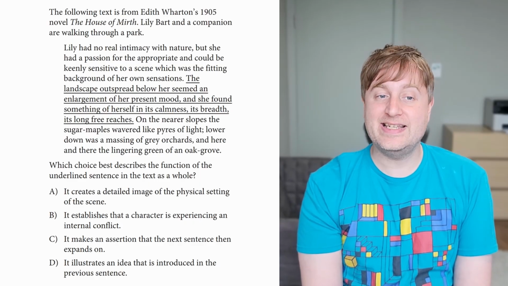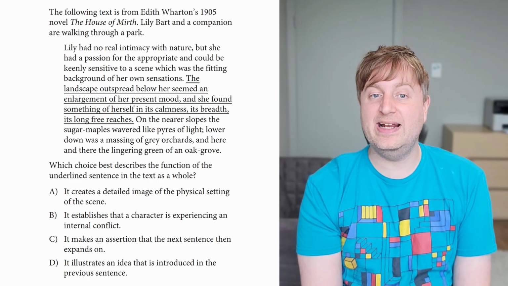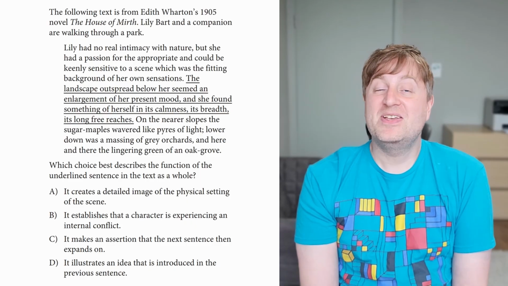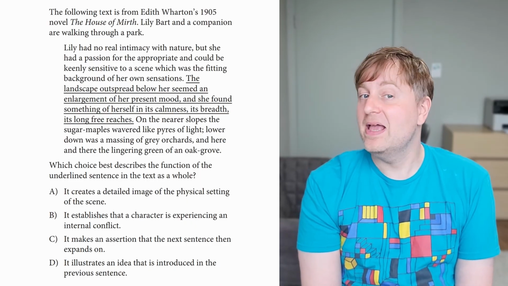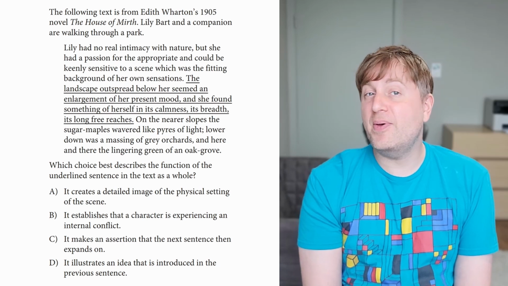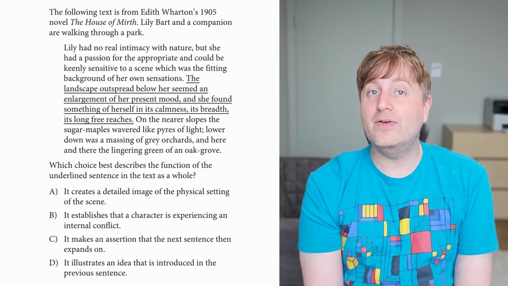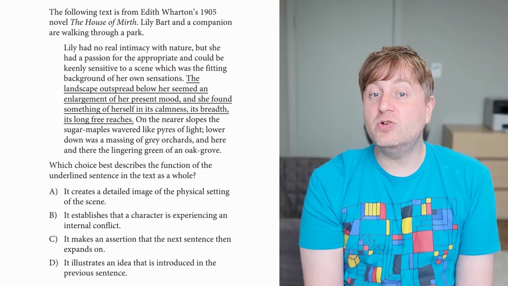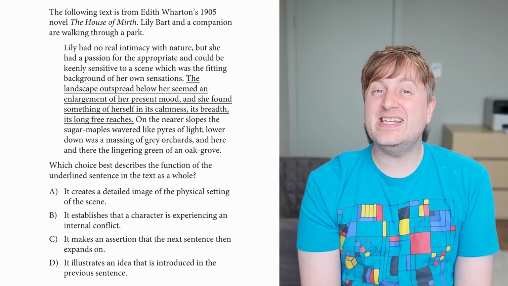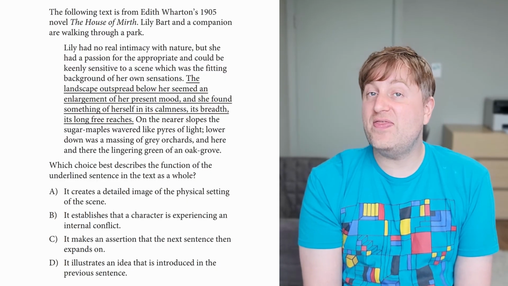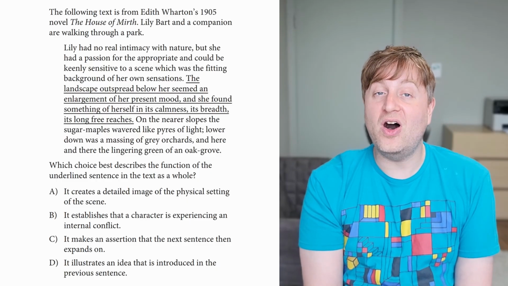B. It establishes that a character is experiencing an internal conflict. So this one may also be tempting, because the passage does tell us about the internal situation of a character, Lily. However, because the dominant emotion is calmness, I don't see internal conflict, so I think I can cross off that one and move on.